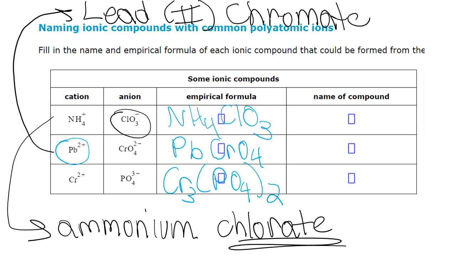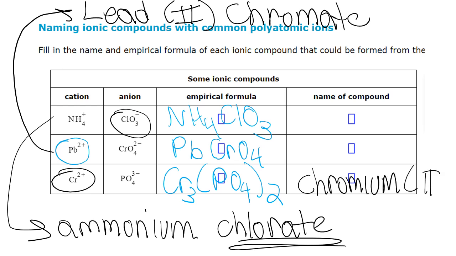And same with chromium. We don't know the charge of chromium. So again, look at the periodic table, and that is chromium(II) phosphate.